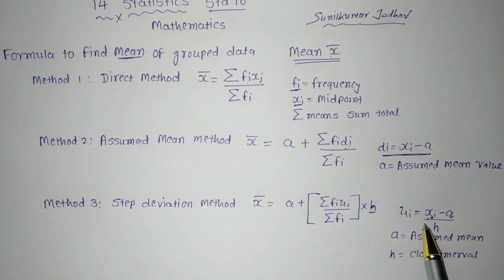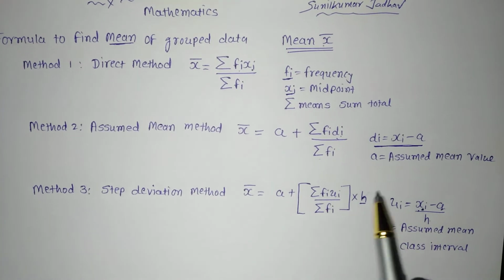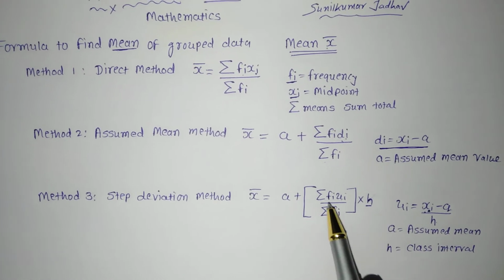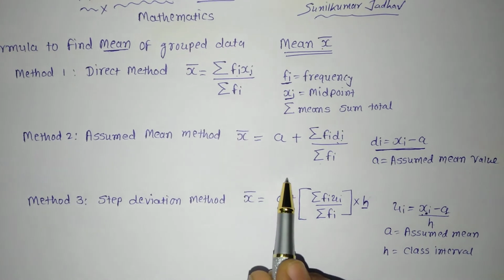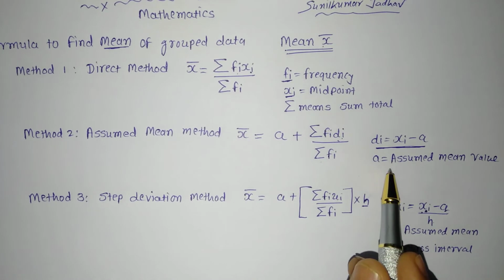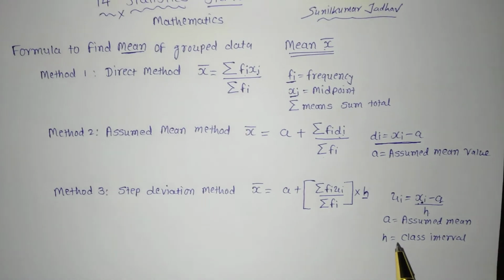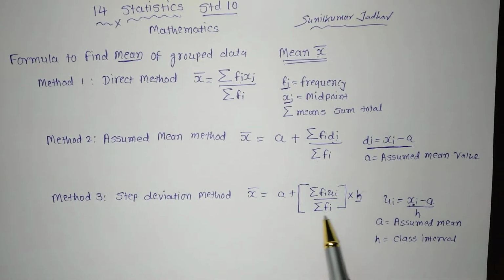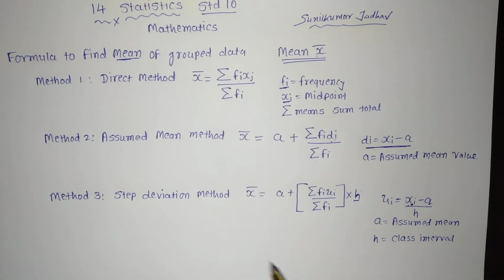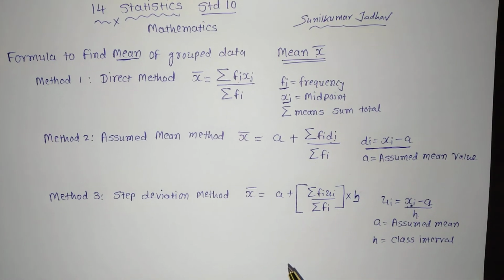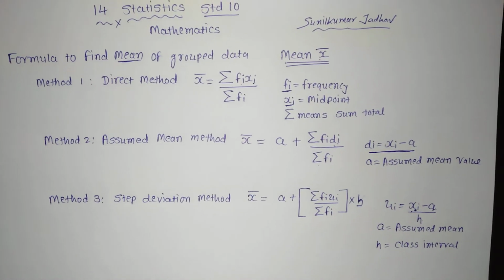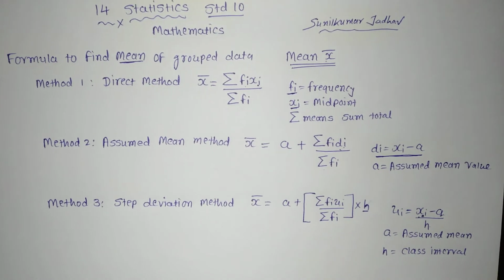Then we have to multiply that value of ui with the fi. Fi means frequencies. So we do fi into ui, and whatever values of fi into ui we get, we take the total of all the fi into ui, which will be divided by sigma fi. So these are the three formulas from which you can find out the mean for the group data. I hope all the formulas are clear.